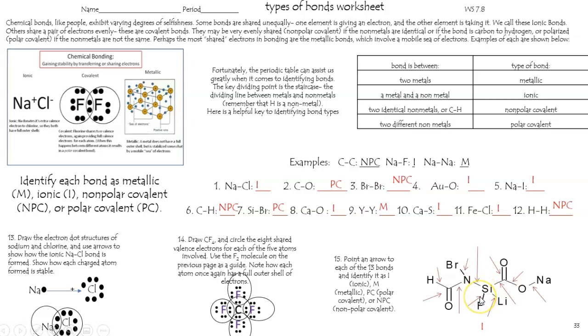This is polar covalent. Boy, we got a lot of polar covalent. Polar covalent, polar covalent. Tons of polar covalent there. And only one ionic and one nonpolar covalent. Okay, this was the Types of Bonds worksheet.